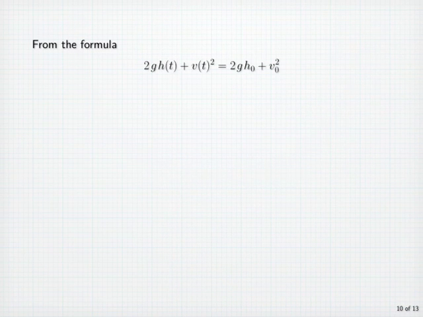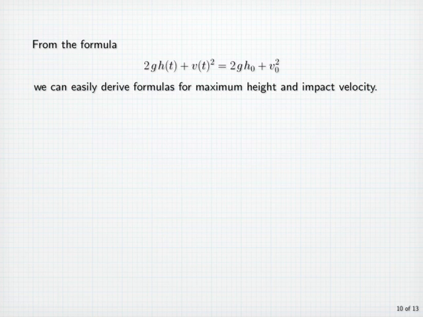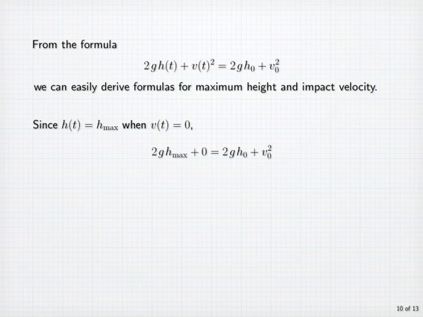From the formula in the previous example, we can easily derive formulas for maximum height and impact velocity. Since h of t equals its maximum value, let's call it h max, when v of t is equal to 0, we can substitute those values into the equation to obtain 2g h max plus 0 equals 2g h naught plus v naught squared. So now we divide by 2g and obtain the formula h max equals h naught plus 1 over 2g times v naught squared.